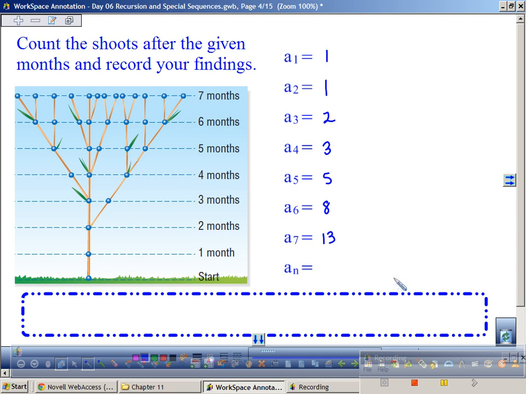Let's try and find a formula. All right? Let's look at a sub 3. How did we get a sub 3? We did a sub 1 plus a sub 2, right? Which was 1 plus 1, which gave us 2. So how do I get a sub 4? A sub 2 plus a sub 3, right? Which is 1 plus 2, which is 3.